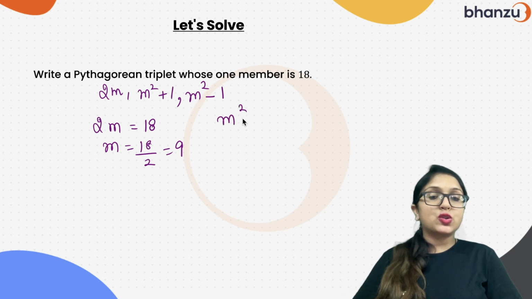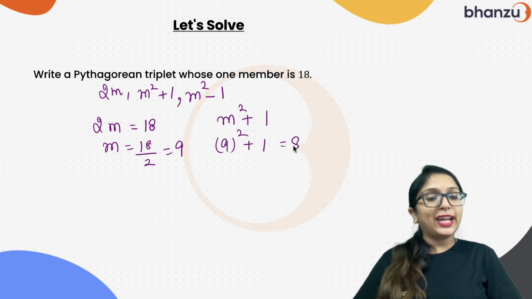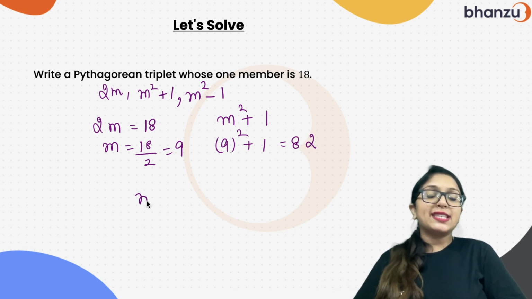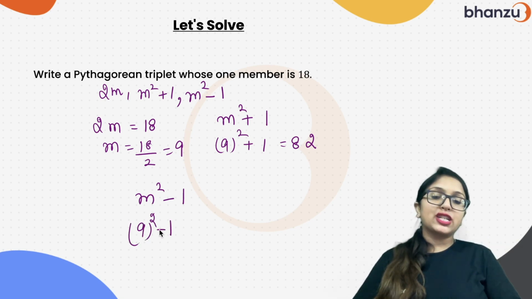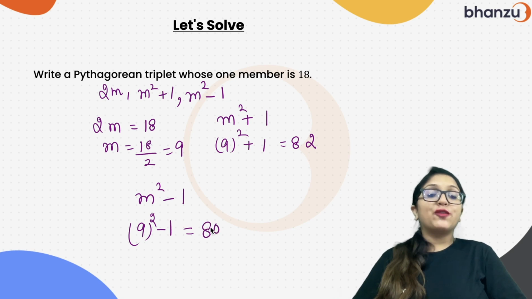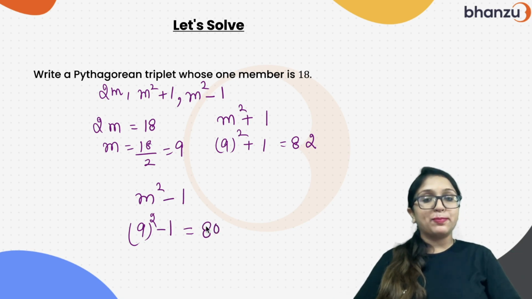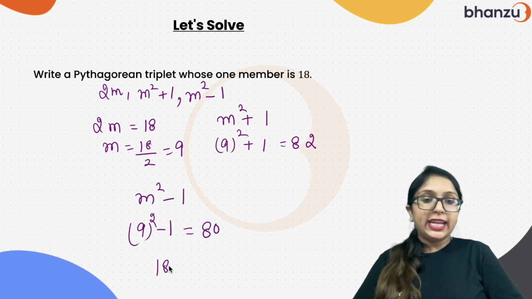Now if m is 9, then let's calculate the other two numbers in the triplet. One is m square plus 1, so this is going to be 9 square plus 1. So 81 plus 1 is 82. Now the next is m square minus 1, so we can take it as 9 square minus 1. 81 minus 1 is 80. So we have figured out three numbers which are 18, 82 and 80.